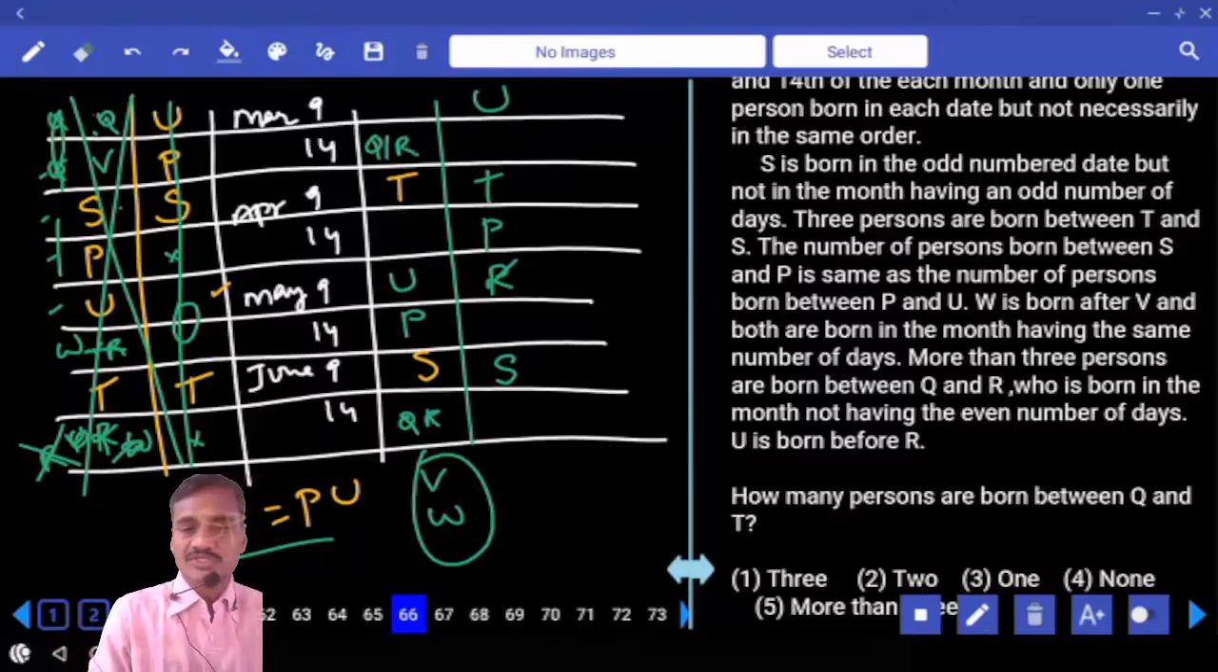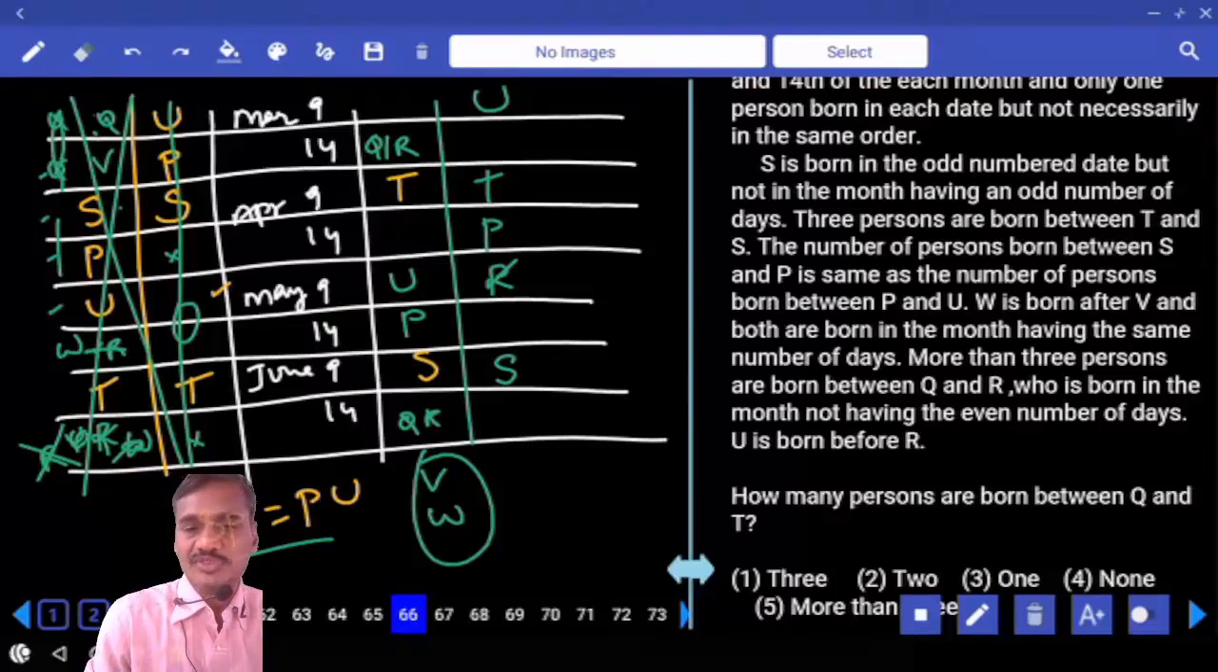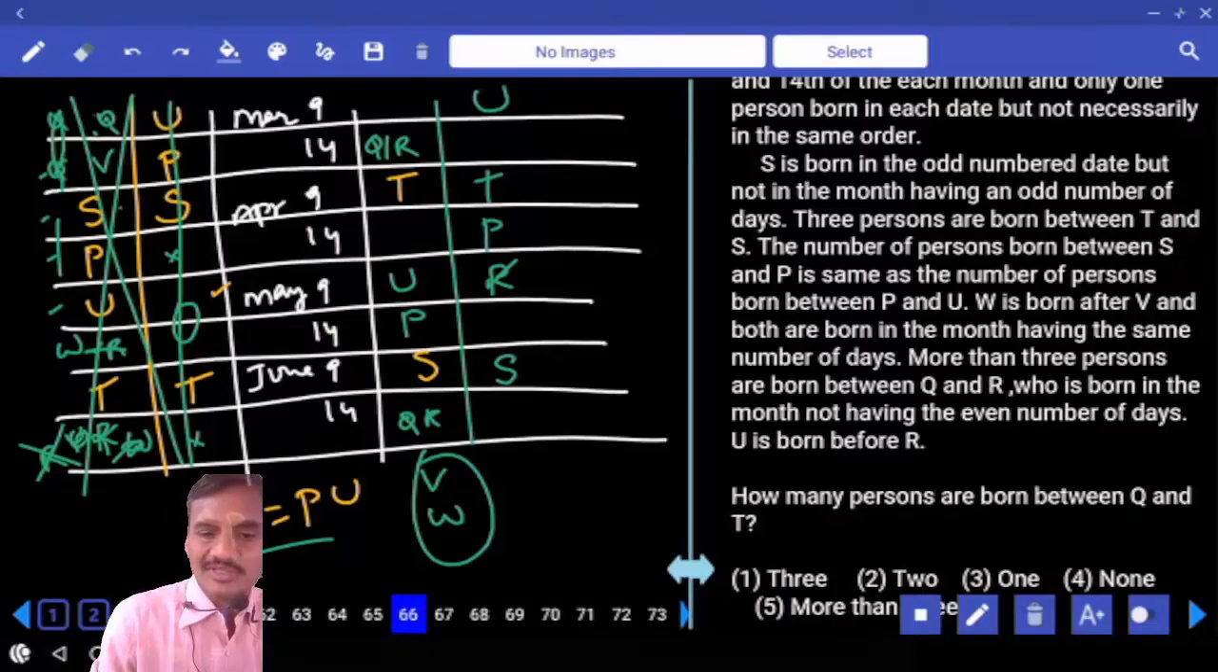And if Q and R are here, then next V and W. W is born before V, and both these 2 persons were born in the same month. Same month, so where should W and V be? And W and V, is it possible in this case? And this is again not possible.